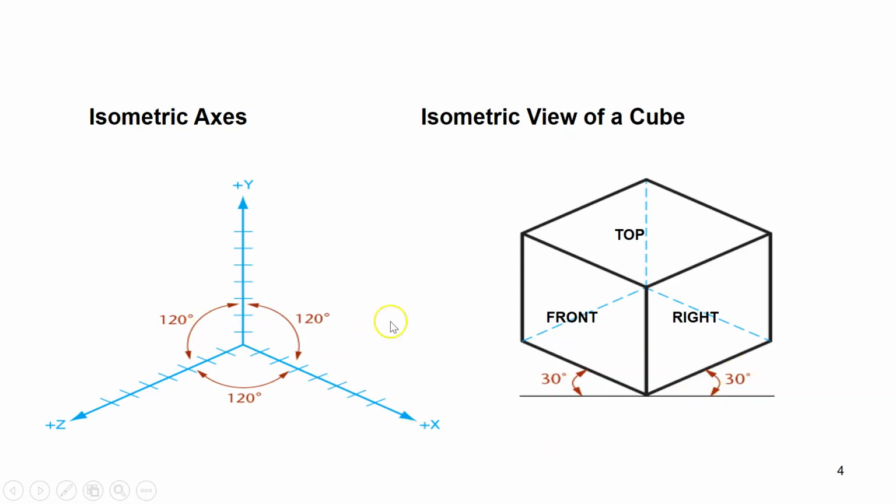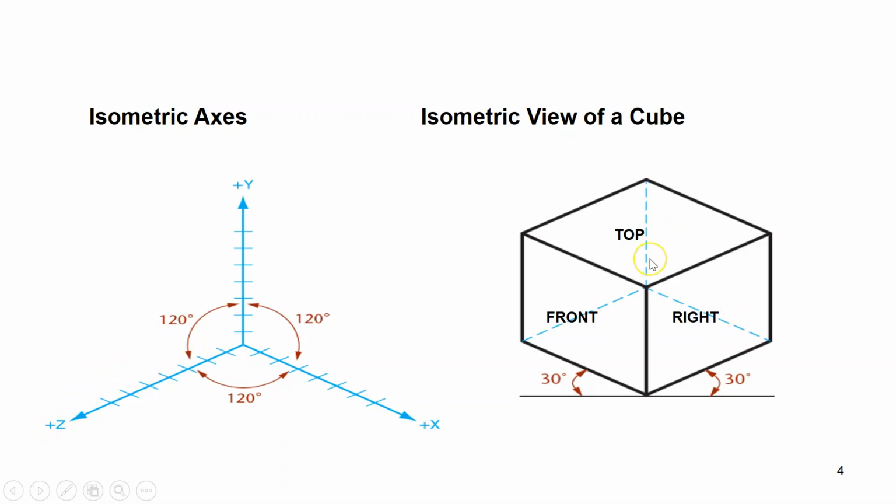Where does 30 come from? It's 120 minus 90 degrees, right? If you draw a horizontal line from here and continue the z-axis, then you have 30 degrees. So again, 30 degrees for x, 30 degrees for z, and 90 degrees for y, all with respect to a horizontal line. Y is for the height, x is for the width, and z is for depth.